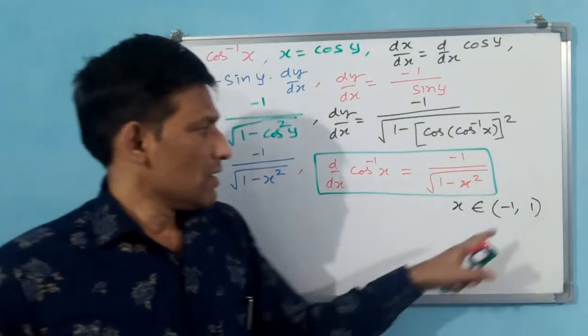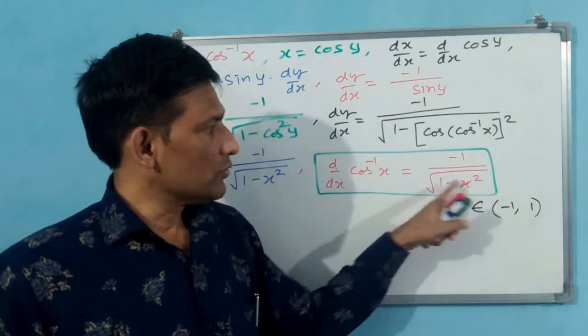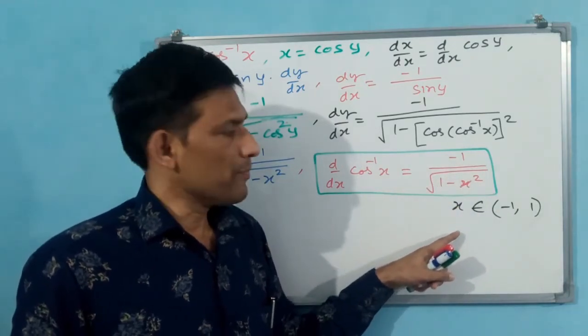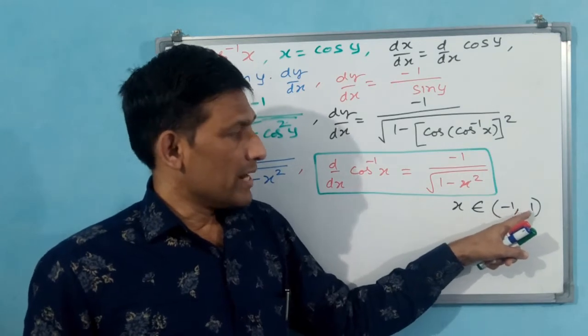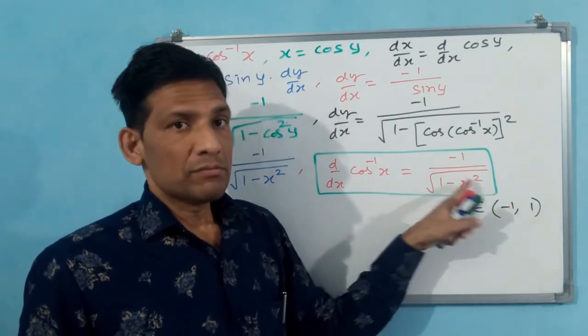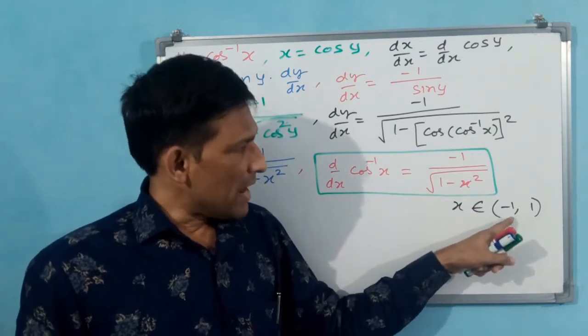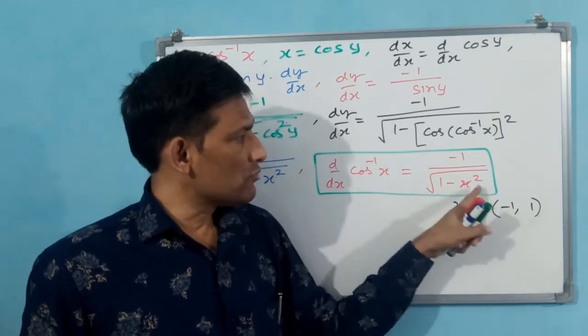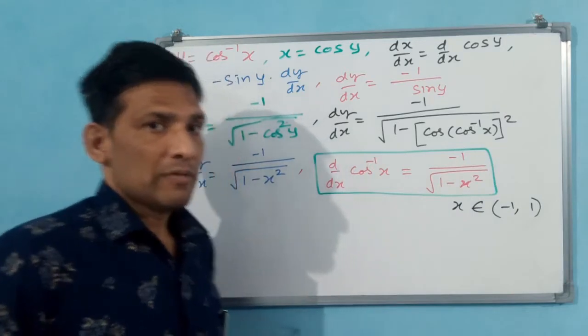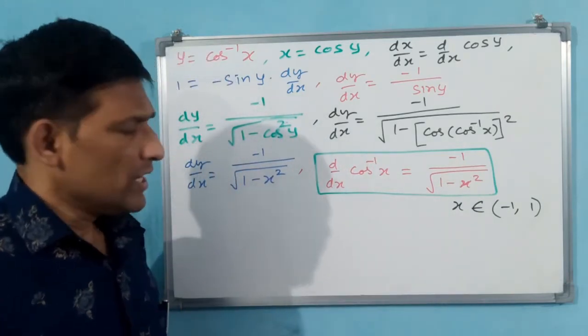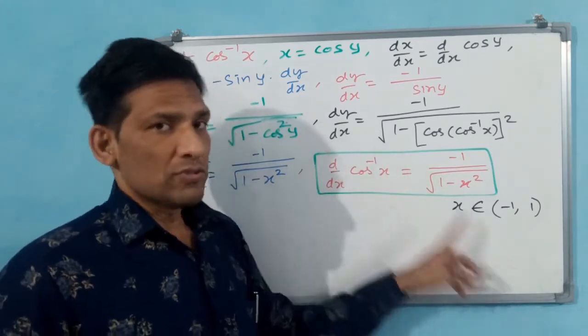Why? Because less than minus 1, this root is not going to give a result; minus 3 or minus 2 would become negative under the root. Greater than 1 also gives a negative root, not a real root. And at minus 1 and 1, the denominator becomes 0, which is undefined. That is why this is the domain. The domain is the same for both.